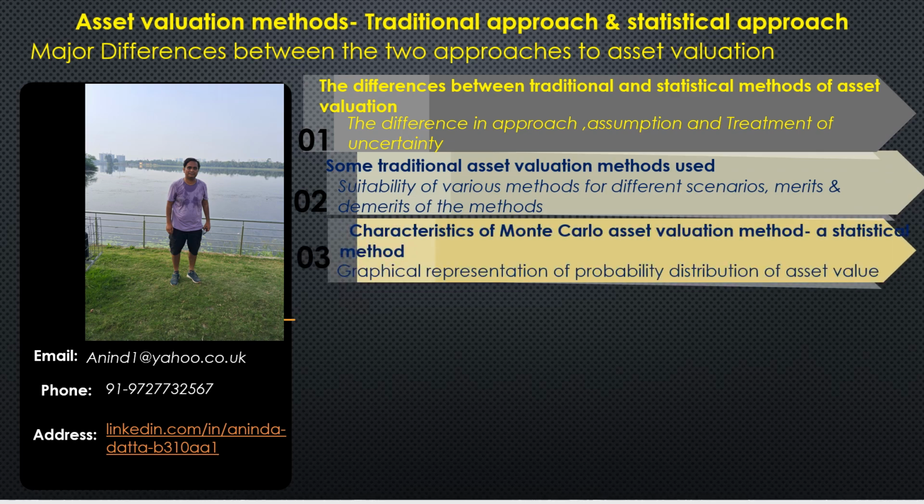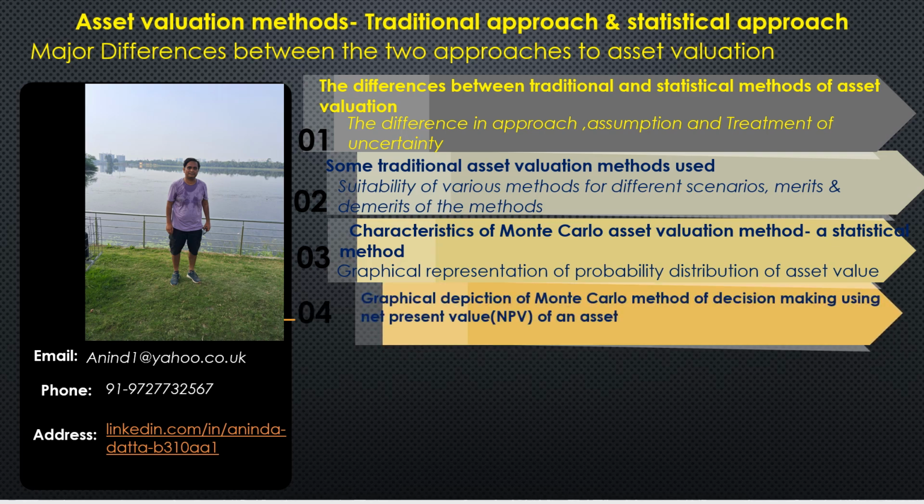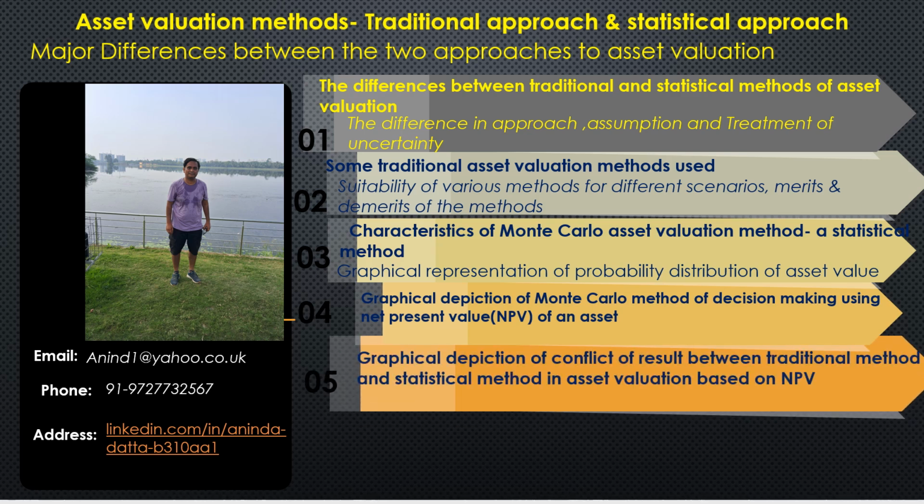Characteristics of the Monte Carlo asset valuation method, a statistical method. Graphical representation of probability distribution of the asset value. Graphical depiction of the Monte Carlo method of decision making using net present value of an asset. Graphical depiction of conflict of result between traditional method and statistical method in asset valuation based on NPV.